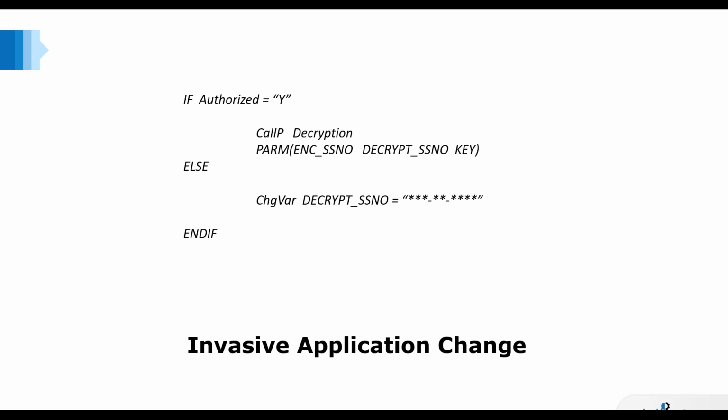An example here, of course, shows the invasiveness of the application changes. You really have to determine if the user is authorized to see that data in the clear. Then you need to call that decryption routine. Otherwise, you're going to need to mask it. It's not overly complex, but considered extremely invasive because still there's a lot of work to be done around it.